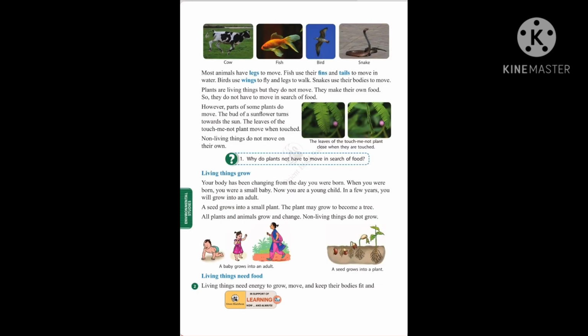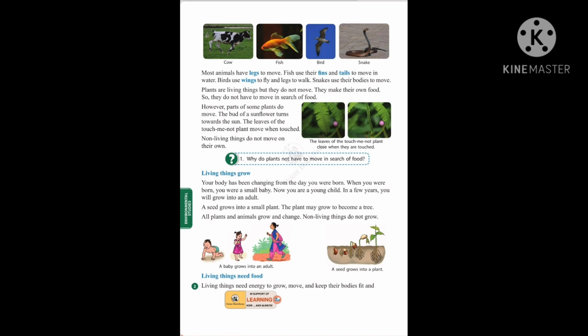Most animals have legs to move. Fish use their fins and tails to move in water. Birds use wings to fly and legs to walk. Snakes use their bodies to move. Plants are living things, but they do not move. They make their own food, so they do not have to move in search of food.